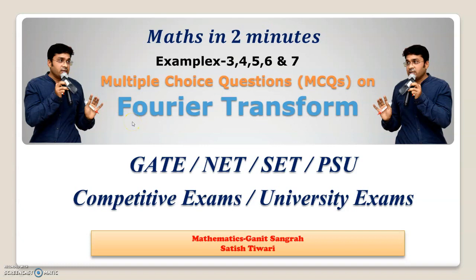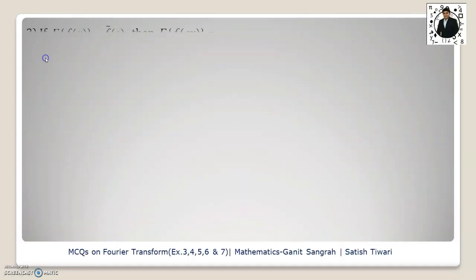Today we are going to see multiple choice questions on Fourier Transform. We are going to see here the 5 questions, that is example number 3, 4, 5, 6 and 7, and these questions are very important as far as the GATE NET SET examinations are concerned, as well as for the computer examination and the university examination. So let us proceed here with example number 3.